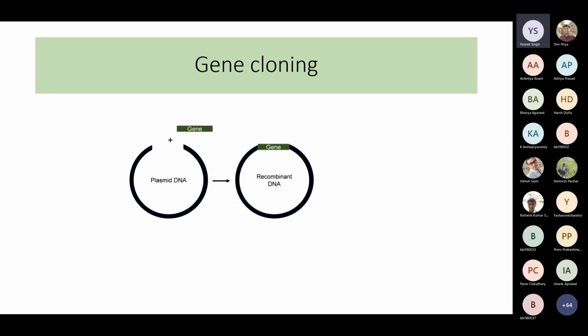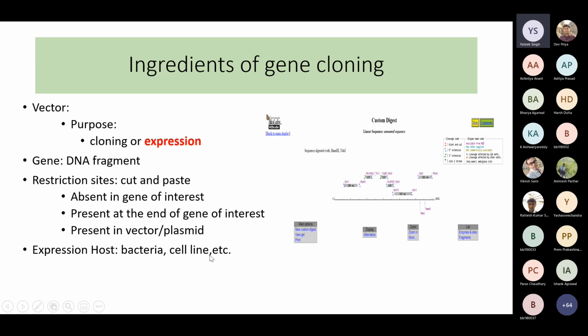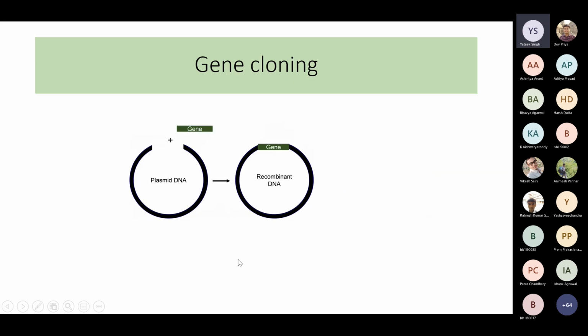This is the simplest gene cloning that we can think of. This is a plasmid which is cut by two restriction sites. At the ends, it has been linearized, and our gene of interest has also been linearized with the same restriction enzymes, and then ligation is done with the help of ligase enzyme. These have been put together into one single recombinant DNA. Now this DNA we have to transform into our host, whether it is a bacteria or mammalian cell line, and we have to check for the expression. Any questions?